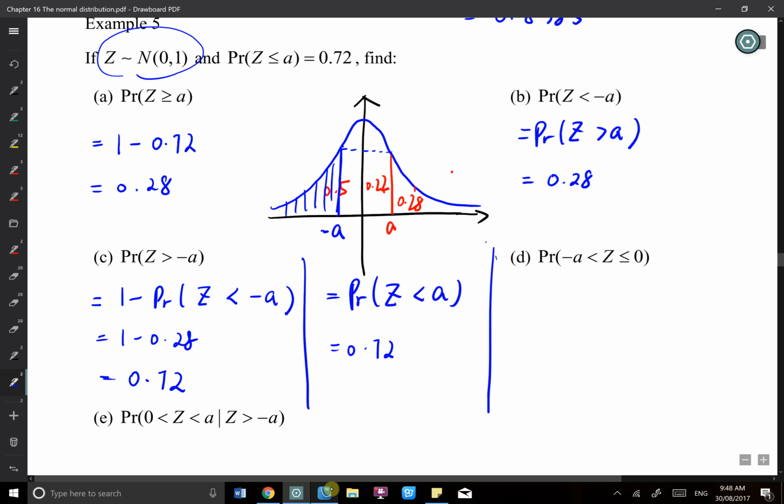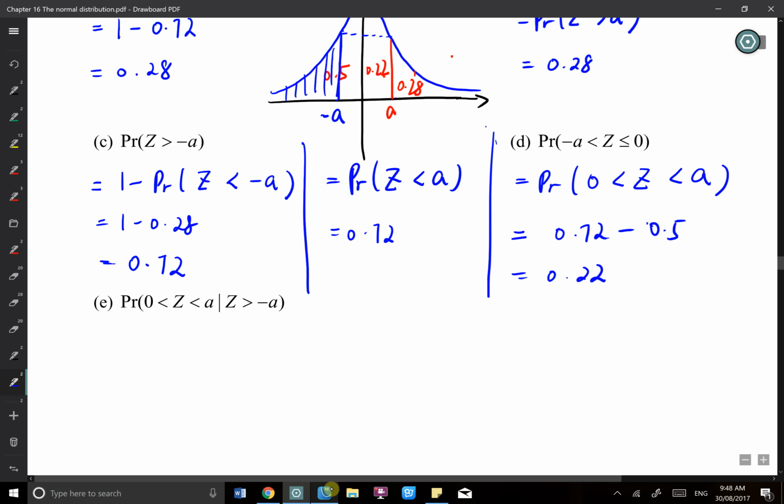Next one is the probability z between negative a and 0. It's this rectangle here, which is equivalent to 0 to a, the same rectangle on that side because it's symmetrical. So that's 0.22, using 0.72 minus 0.5.